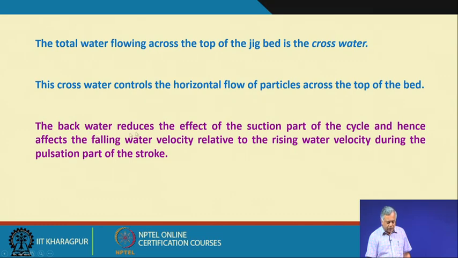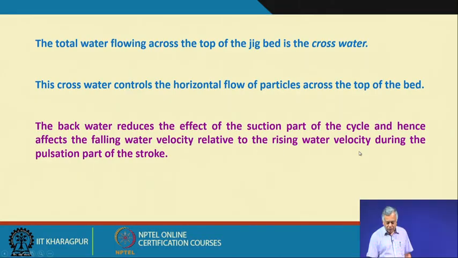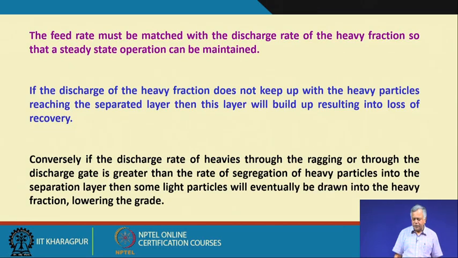The back water reduces the effect of the suction part of the cycle, because what will happen if I have more water than what is required? When you are doing the suction stroke, with the two compartments, the water level will be balanced immediately. To have a better suction, you need some lowering of that level. So, to adjust that, you need an optimum volume of water in your hutch, and hence it affects the falling water velocity relative to the rising water velocity during the pulsation part of the stroke. These are all finer details of the jigging operation.